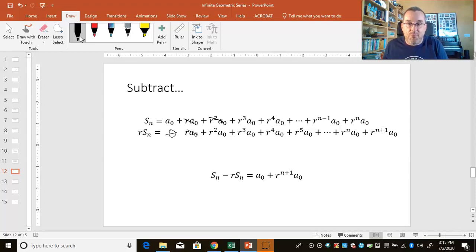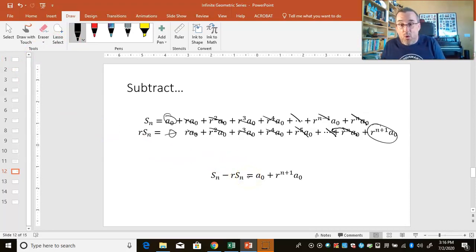r squared a sub 0 minus r squared a sub 0. r cubed a sub 0, r cubed. Notice, even in here, there's an r to the 5th a sub 0. And even right before r to the n a sub 0, there's an r to the n minus 1 a sub 0. And then r to the n a sub 0. How nice. When you subtract those two equations, s sub n minus r s sub n, what's left is a sub 0 and r to the n plus 1 a sub 0. Sweet! Now you may be wondering, well, great, why are you doing all this?